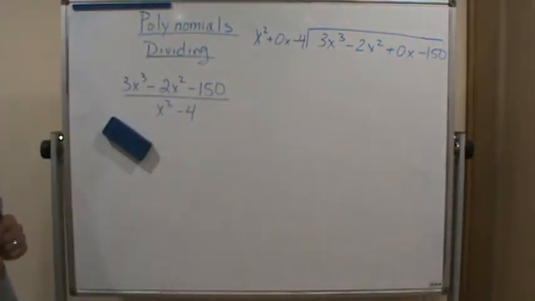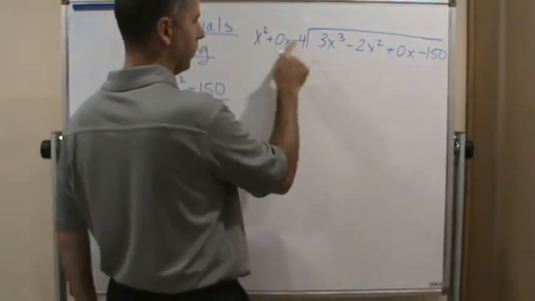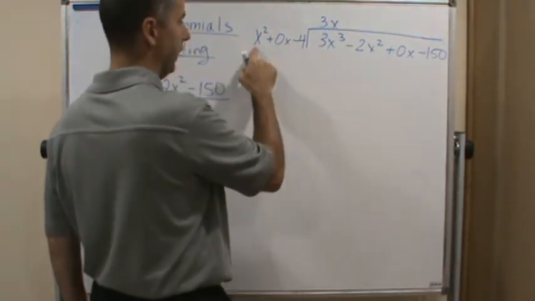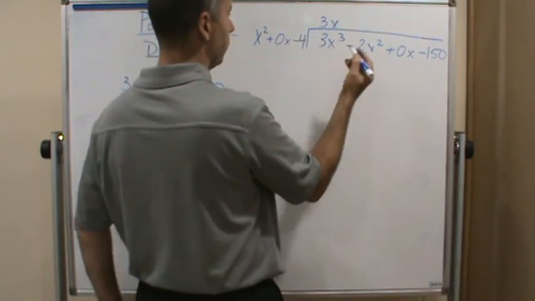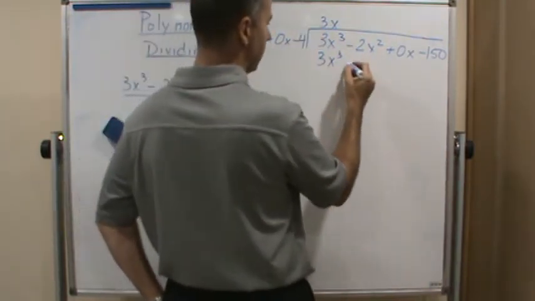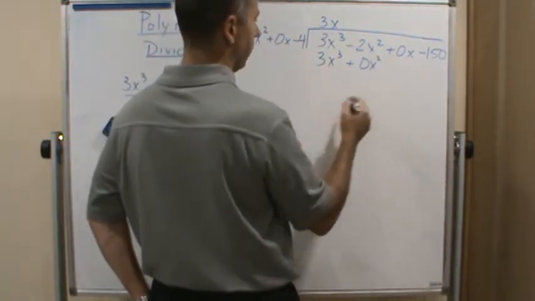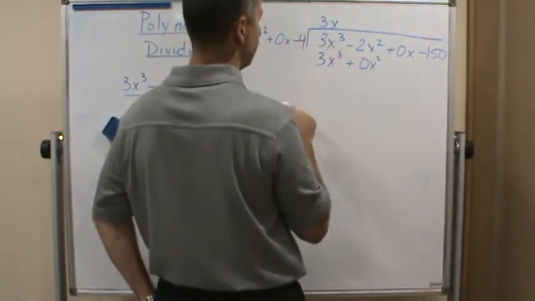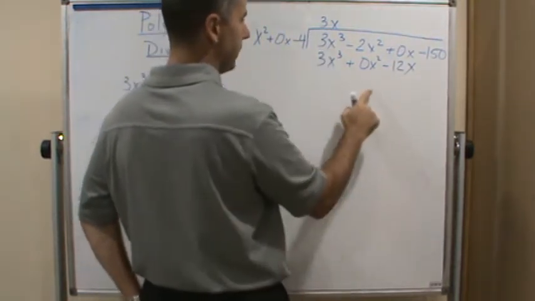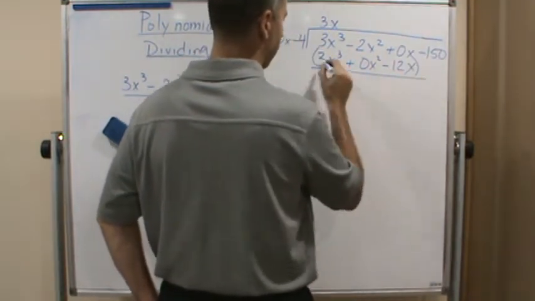So now, let's start. So again, what do I need to multiply x squared by to get this one? It's going to be 3x. And then I'm going to multiply. This times this equals what? 3x cubed, and then 0 times this is just going to be 0x squared, right? And then this times this equals a minus 12x, right? And see how everything lines up now? Now I'm going to subtract the whole thing.